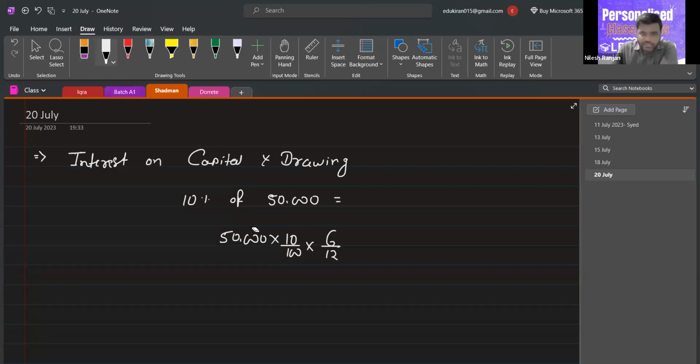Okay, and the interest rate is given like this, 10% per annum.